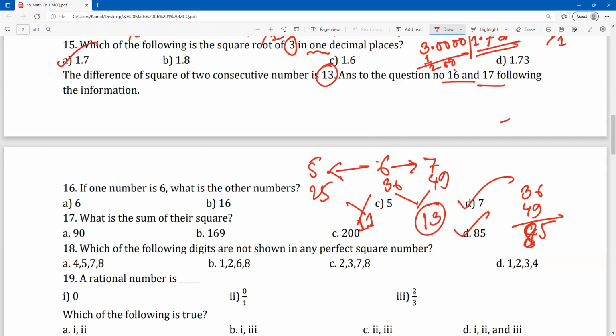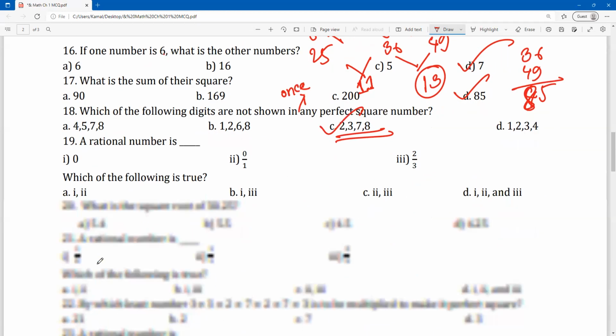Which of the following digits is not shown in the one's place of a perfect square number? So you have to memorize this one: 2, 3, 7, 8. That means the unit place digit cannot be 2, 3, 7, 8.